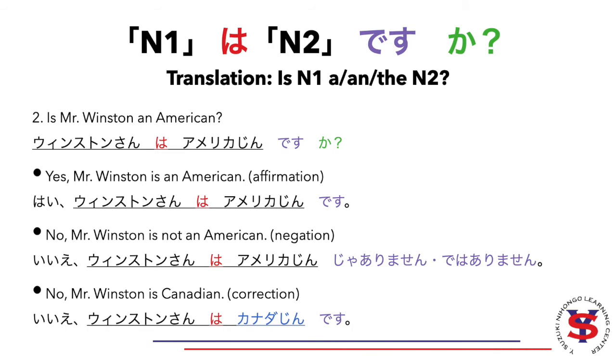Let's look at another example. Is Mr. Winston an American? Winston-san wa Amerikajin desu ka? If Mr. Winston is indeed an American, we begin with affirming what is being asked in the question. We respond, hai, Winston-san wa Amerikajin desu.